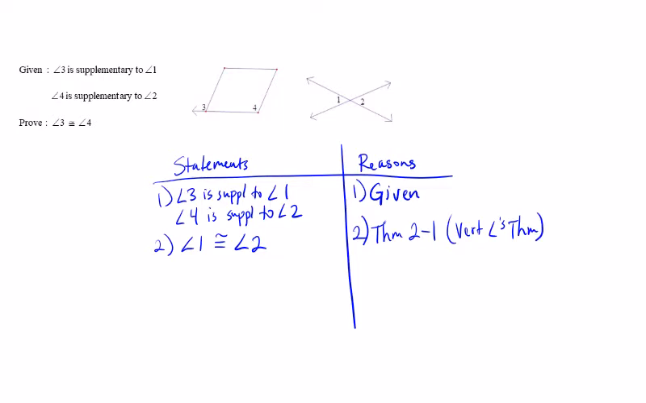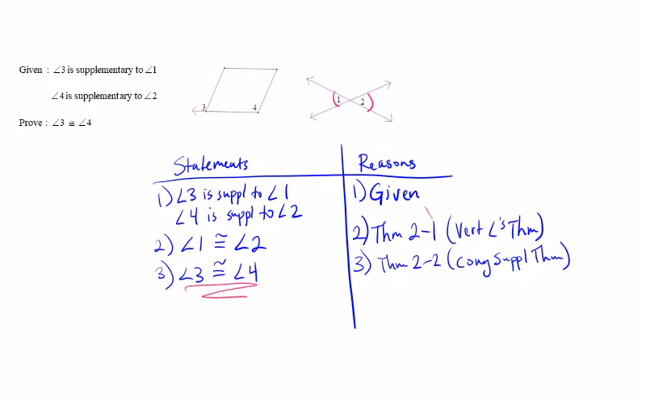Okay. All right, so now that I know that these two are congruent, now I have two angles, 3 and 4, that are supplementary to congruent angles, right? So I can say that angle 3 must be congruent to angle 4 because of theorem 2-2, which is congruent supplements theorem. All right. So that's pretty straightforward. A couple steps, we use two of the theorems that we just proved.